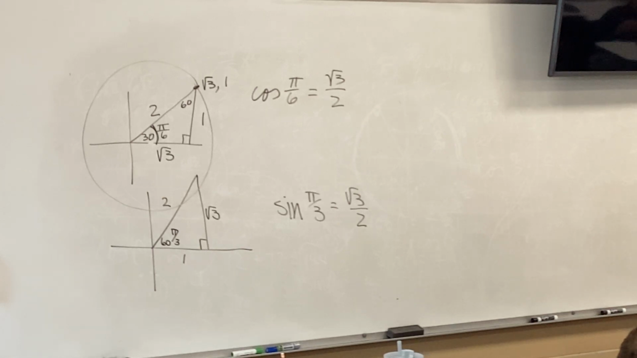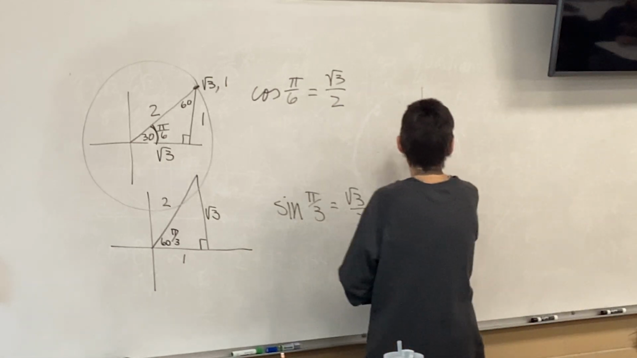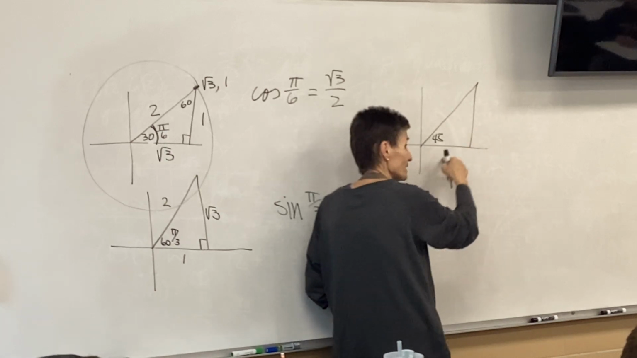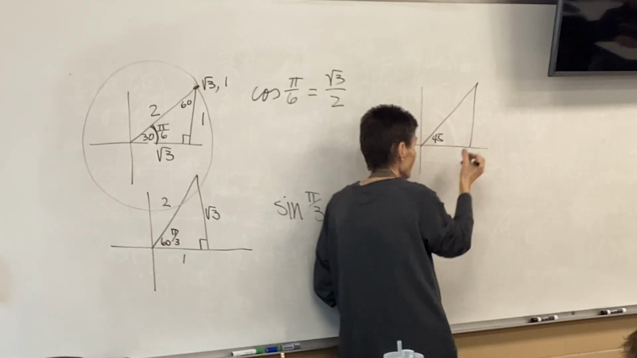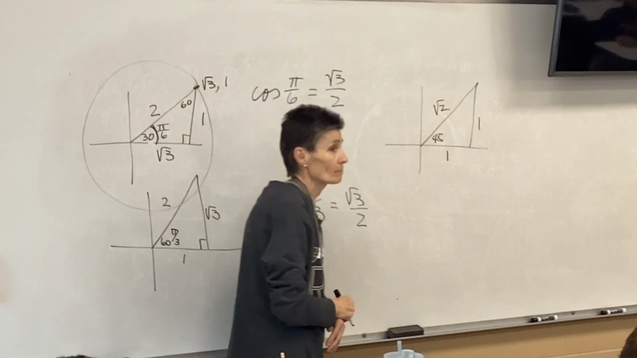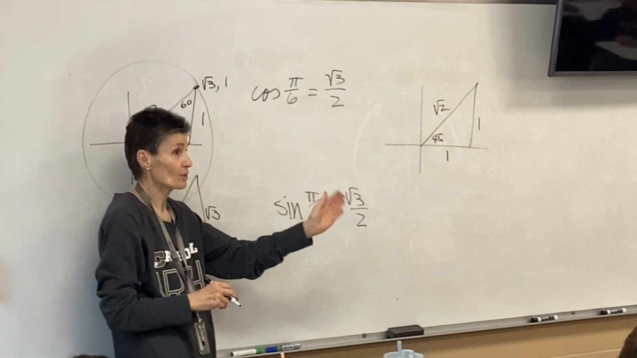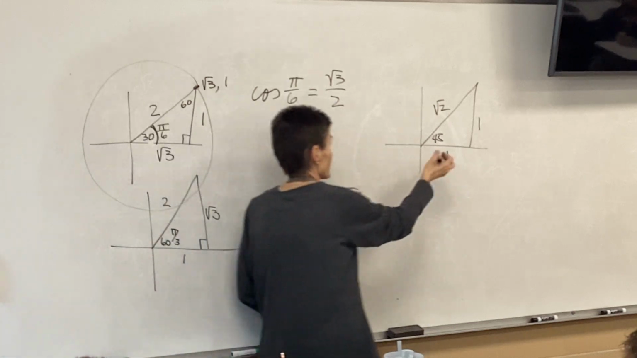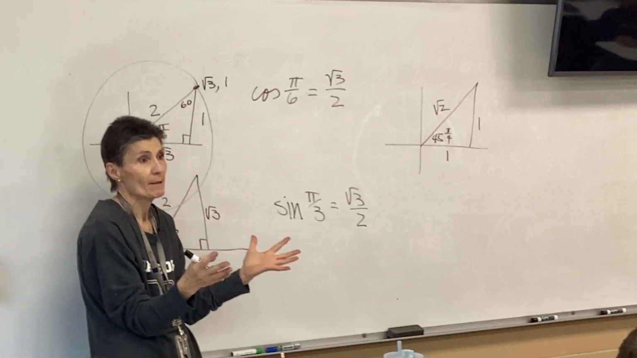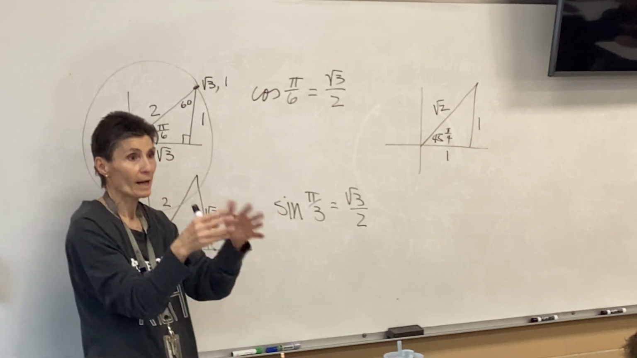The sine of 45 will be the same as the cosine of 45, which makes perfectly good sense because if our angle is 45, what do we know about these two sides? Our x and our y are the same. So the sine of 45 and the cosine of 45, by the way, that's pi over 4, the sine and cosine of pi over 4 are going to be the same because x and y are the same.